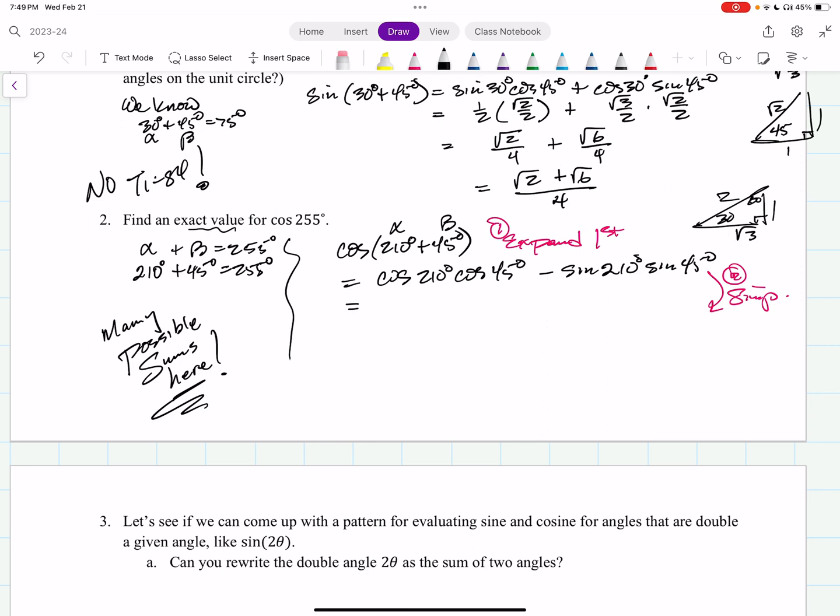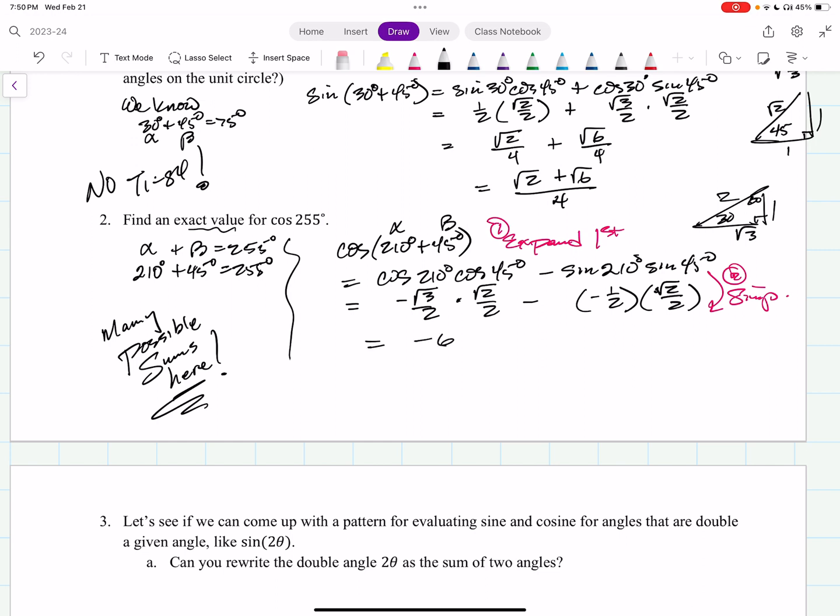Now 210 is in quadrant 3 and cosine is negative there. We know the cosine of 30 degrees is root 3 over 2, but this is negative, so it's negative root 3 over 2 times root 2 over 2, now minus the sine of 210. Sine is negative there too, but the sine of 30 degrees is 1/2. So this is negative 1/2 times root 2 over 2. Notice that I put the negative 1/2 in parentheses because we've got a double negative going on, and the very common mistake people make is that they forget one of the negatives and get their answer wrong. So you have to be careful.